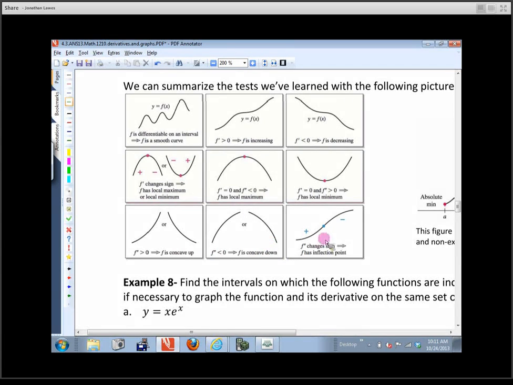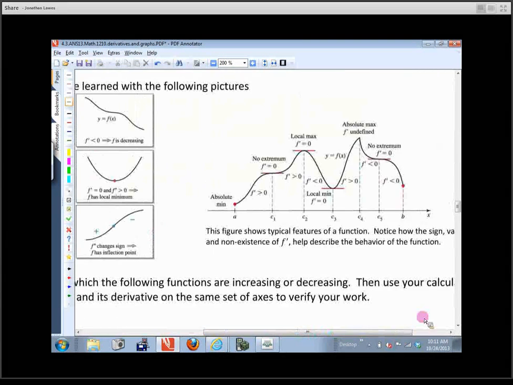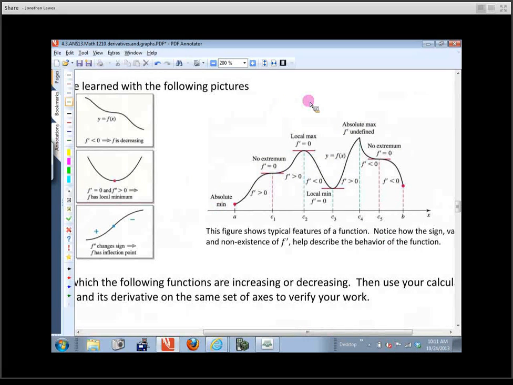And if the second derivative changes sign at a particular point, it's going to go from concave up to concave down. Then we've got a point of inflection there. But it's got to be continuous and it's got to change signs at that location. So this picture right here kind of describes pretty much everything we could come across.